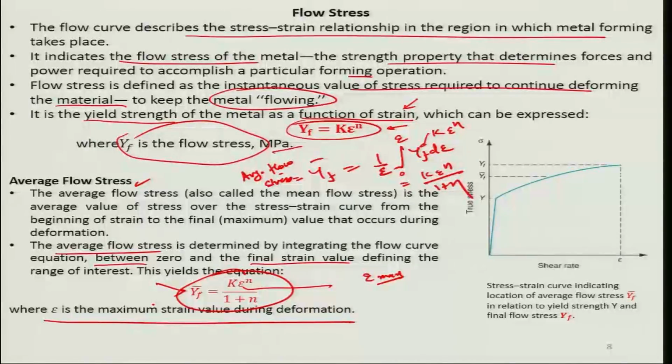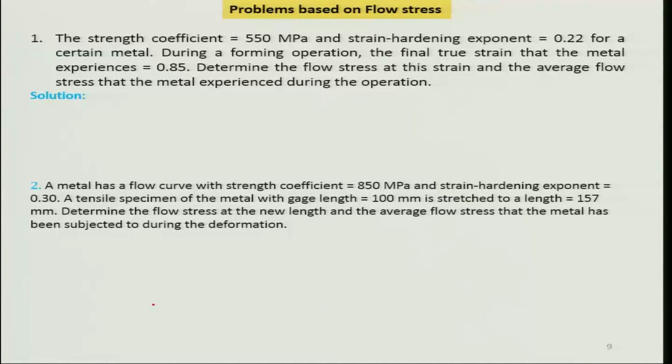Let us look at some numerical example problems for calculating these average flow stresses. Let us say the first problem is that the strength coefficient K value is 550 megapascals, and we are looking at a strain hardening exponent n value of 0.22 for a certain metal, and during the forming operation the final true strain that the metal experiences is 0.85.